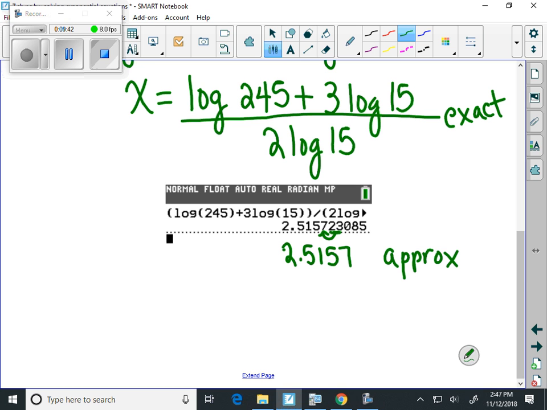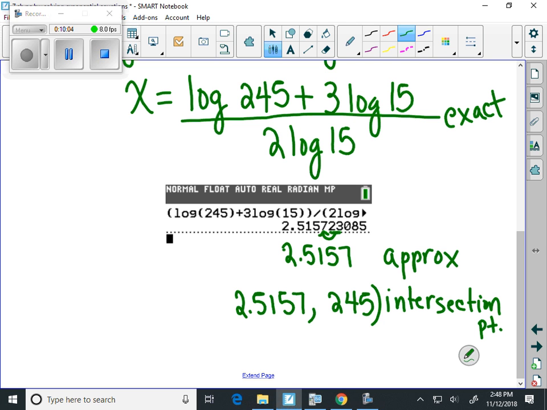And then finally, what we want to know is that intersection point. And our intersection point is the 2.5157, and then on the other side, it's going to be the 245. Have to change your y values again to be able to see, although if you still have them in from problem number 5, you probably can see this picture on your calculator screen.